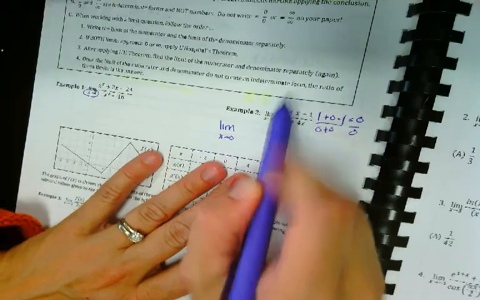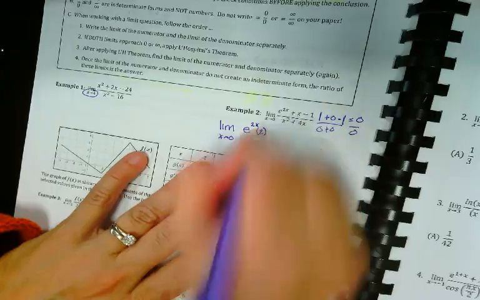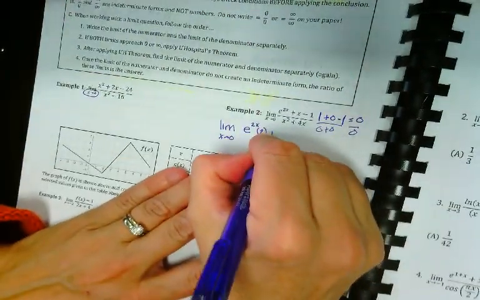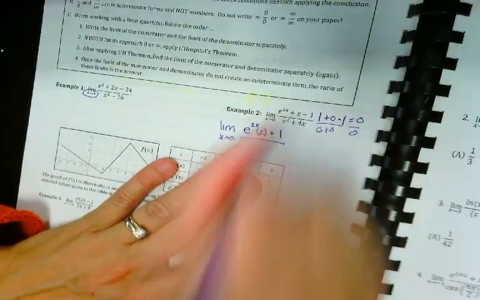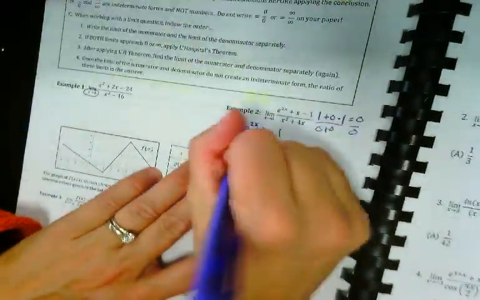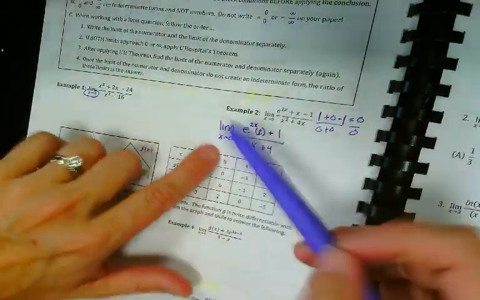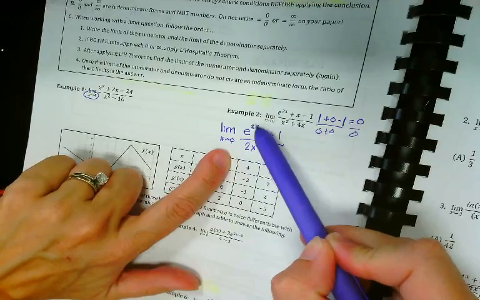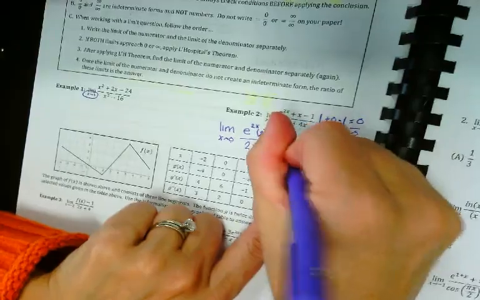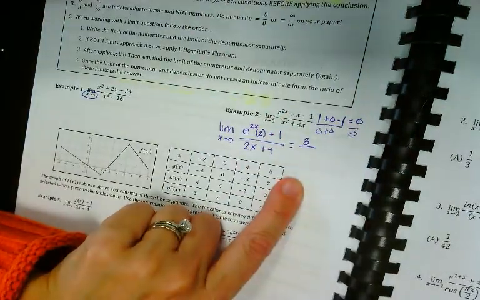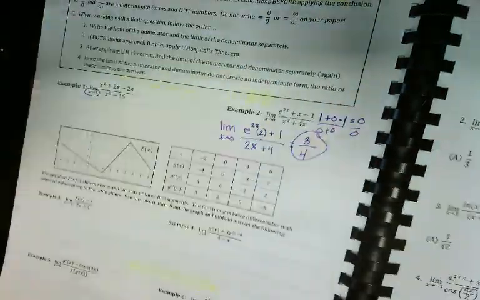So the numerator, e to the 2x, that's e to the u du, so e to the 2x times 2, plus the derivative of x is 1, minus the derivative of 1 is 0, all over x squared plus 4x becomes 2x plus 4. Now I'm going to reevaluate my limit. If I plug in 0, I get e to the 0, which is 1 times 2 is 2, plus 1 is 3. 2 times 0 is 0, plus 4 is 4, and the limit is 3/4.